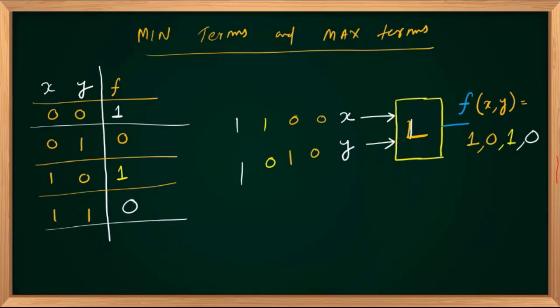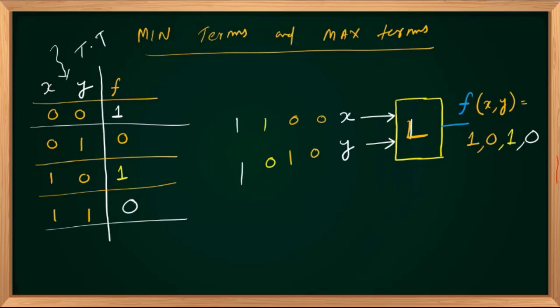Understood, right? So this table is called a truth table, TT. Truth table is nothing but it contains all possible combinations and the output of my circuit corresponding to each particular combination. All four combinations are there and the output corresponding to each combination.